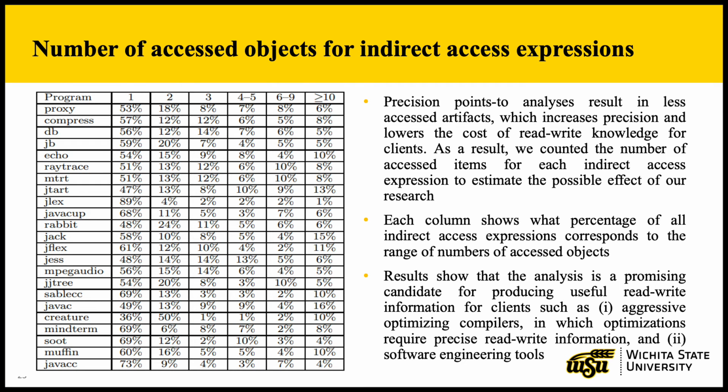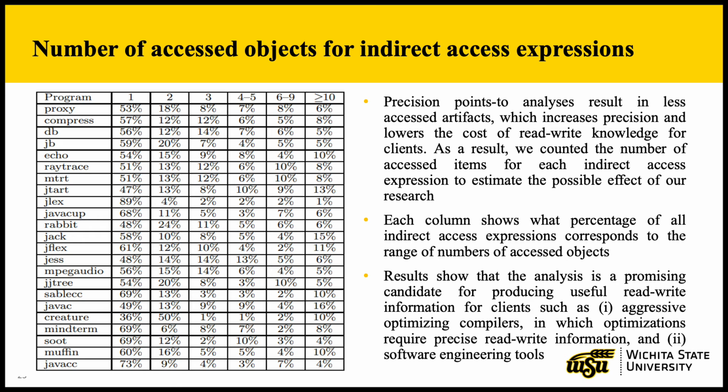Here we have performed measurements to estimate the potential impact of our analysis on clients of object read-write information. Here the analyses used are side effect analysis and def-use analysis. After carefully considering all the expressions occurring in the statements in reachable methods, the points-to set containing all objects that may be read or written is applied. And the more precise points-to analysis produces a smaller number of accessed objects. This helps to improve the precision and reduce the cost of the clients of the read-write information.